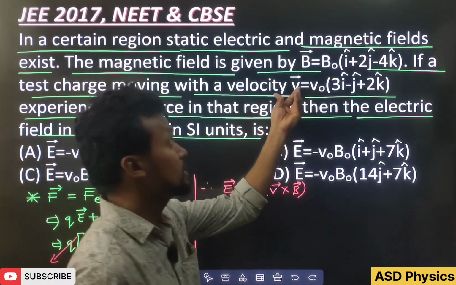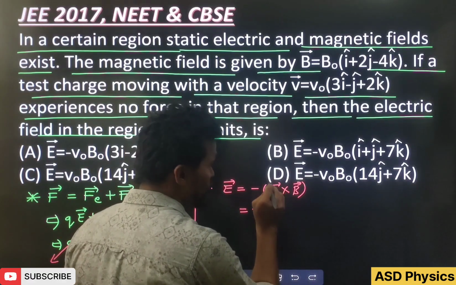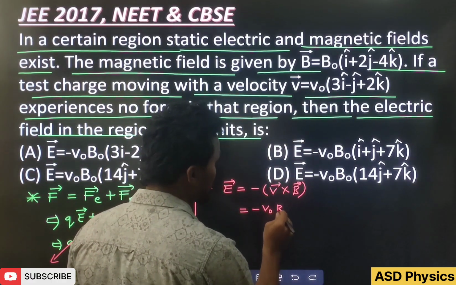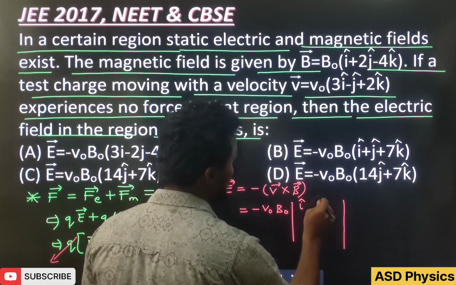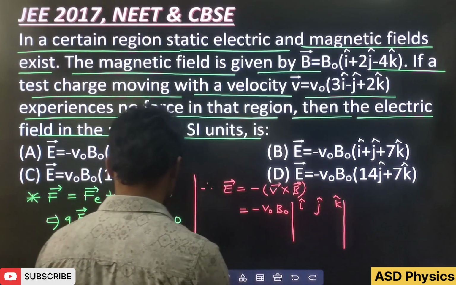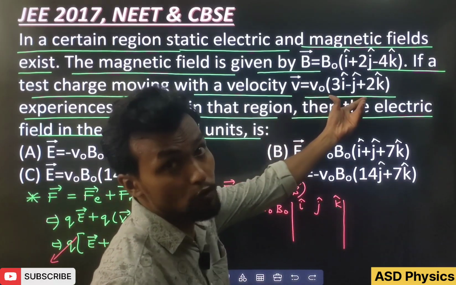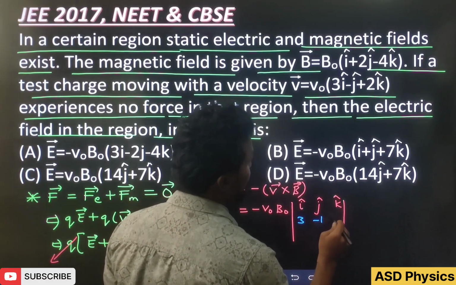See, V cross B. So vector V is there. I write here the determinant. So see, the coefficient of vector V is here, V naught. For vector B, what is there? B naught here. And then other things I will write in determinant form: I cap, J cap, K cap. First we have to write the coefficients of vector V. So 3, minus 1, and here 2.